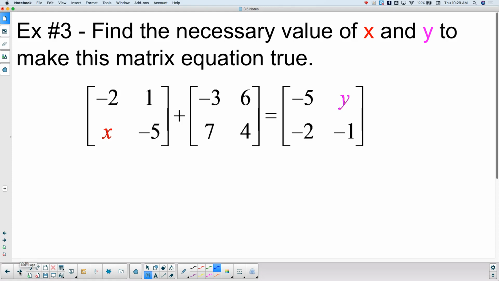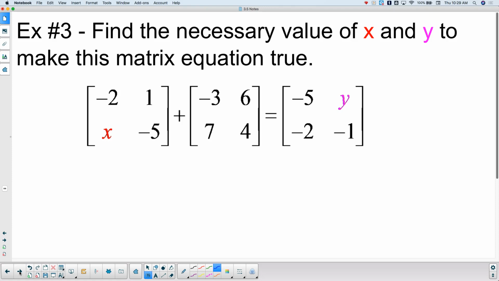Another style of problem says this: find the necessary values of x and y to make this matrix equation true. Well, I've got a 2 by 2 matrix plus a 2 by 2 matrix equals a 2 by 2 matrix. So all the dimensions are the same, so it is a legal matrix problem. There's a couple of different options here that you could do. First off, you could combine the left side into one matrix.